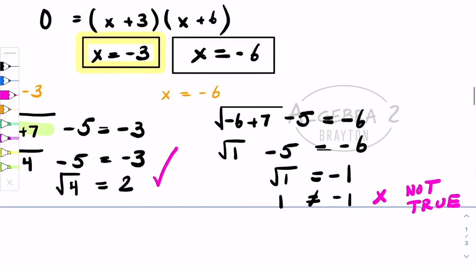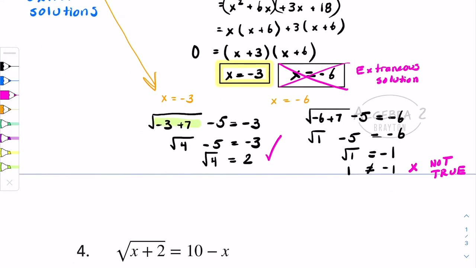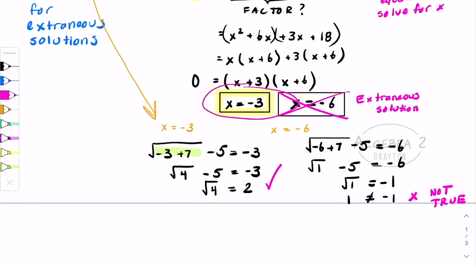That means this value, the solution of -6, is an extraneous solution. And our only solution is x equals -3.